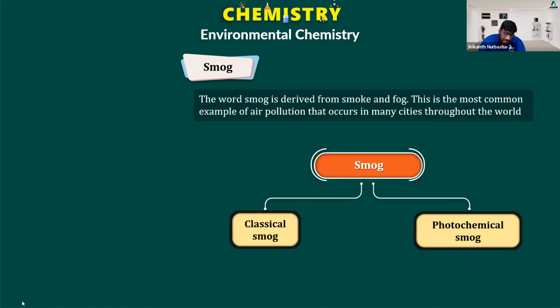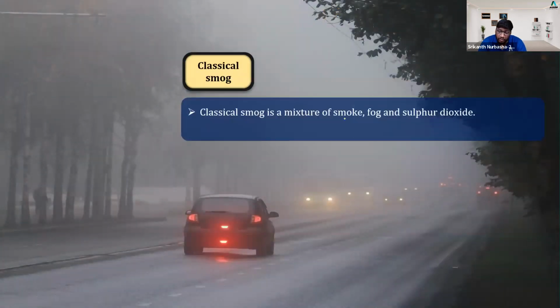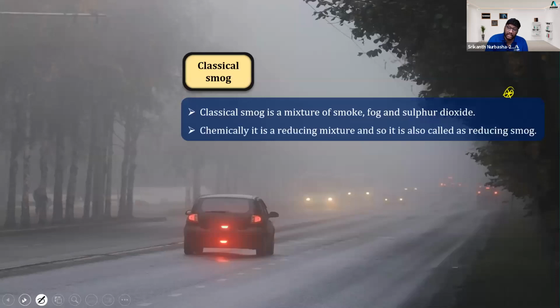So let us look at classical smog and photochemical smog. Classical smog is a mixture of smoke, fog, and sulfur dioxide. Generally, smog is nothing but smoke and fog. Along with smoke and fog, if you have sulfur dioxide, it is said to be classical smog, and chemically it is a reducing mixture. It is also called reducing smog. Why? Because sulfur dioxide itself will be acting as a reducing agent. Chemically, it is a reducing mixture, so it is called reducing smog.